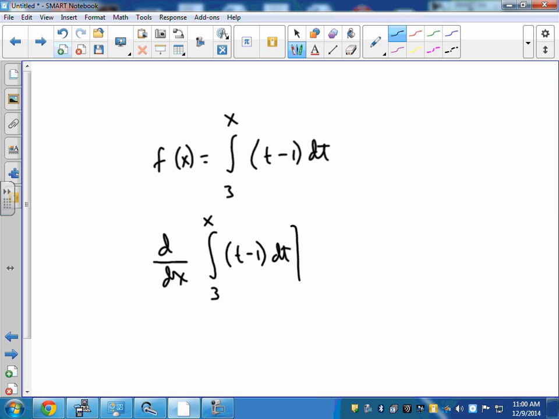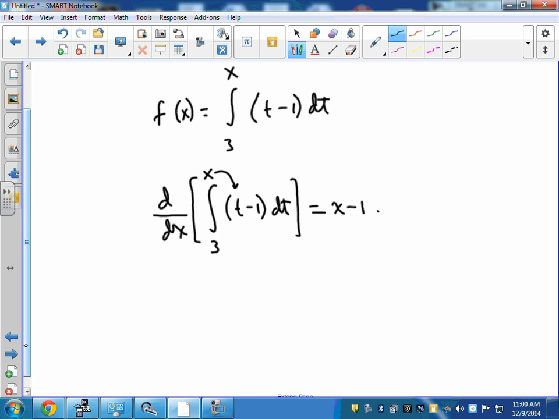If we look in the text, you'll just note that simply, you take the x and put it in place of the t, and you get x minus 1, done. If we modify f slightly, say we had g of x was the integral from 3 to x plus 2 of t minus 1 dt. And so I've changed the upper limit from x to x plus 2.